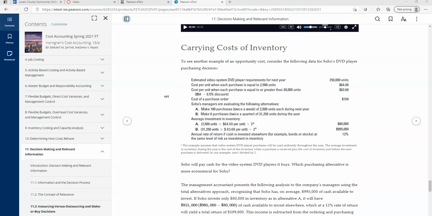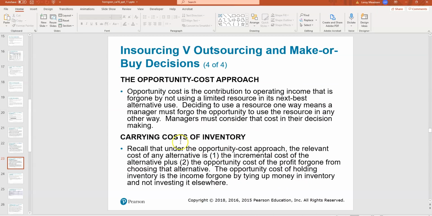So now let's go back and talk about carrying costs of inventory. Now remember, the opportunity cost approach, the relevant cost of any alternative is the incremental cost of the alternative plus the opportunity cost of the foregone profit from choosing the alternative. Carrying cost of inventory comes up. We have an opportunity cost here because we're tying up money in inventory and not investing it elsewhere. Let's take a look at how that works.